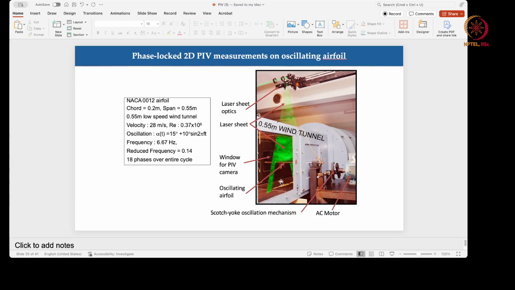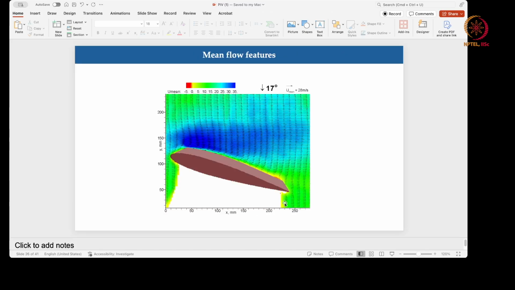This is from Venkat Krishnan's work, which shows phase-locked 2D PIV measurements. Because it is phase locked, that means it will take the measurements only at certain angles, and because it is situated on an oscillating aerofoil with an AC motor. So this is the kind of work that NAL has done.